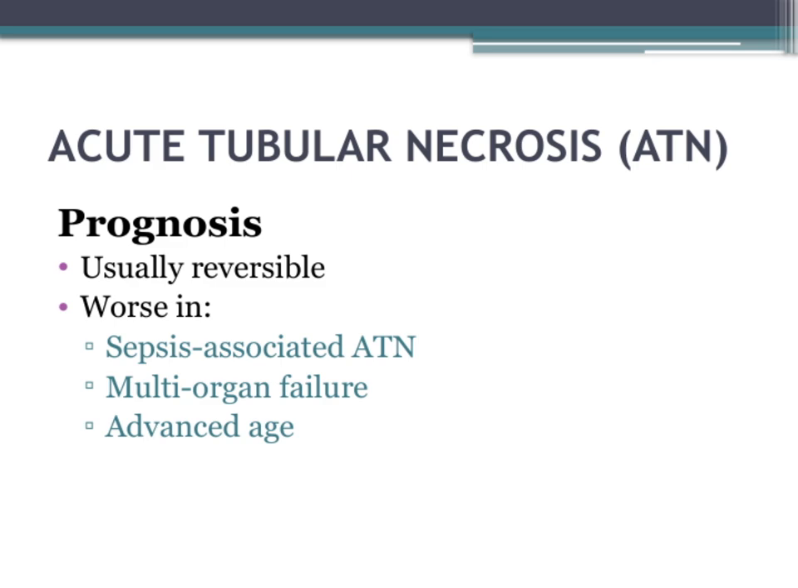Similarly, if the patient experiences multi-organ failure, the chances of full recovery decrease because multiple systems are affected, making the overall condition more severe. Age is another important factor. Advanced age often correlates with a poorer prognosis, likely due to decreased regenerative capacity and comorbidities.